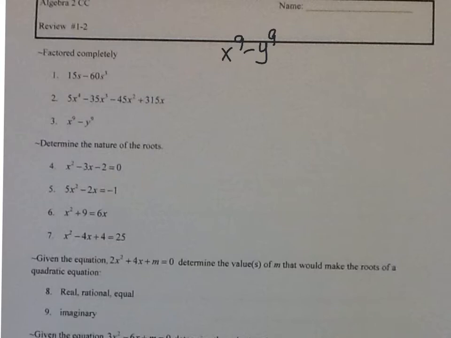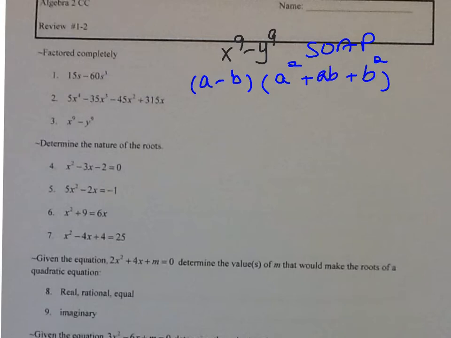All right, so remember our SOAP, right? Same, opposite, always positive. I'm just going to fill in the formula right now. Same sign, opposite sign, always positive. The front and the end of the first little parentheses is a and b to the first power. The second parentheses starts off with a squared. Sorry, I messed that up. So we have a squared and b squared at the end, and in the middle is a times b. Now we need to get our a and our b.